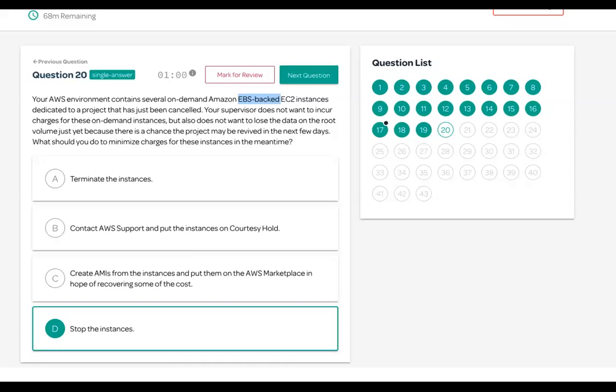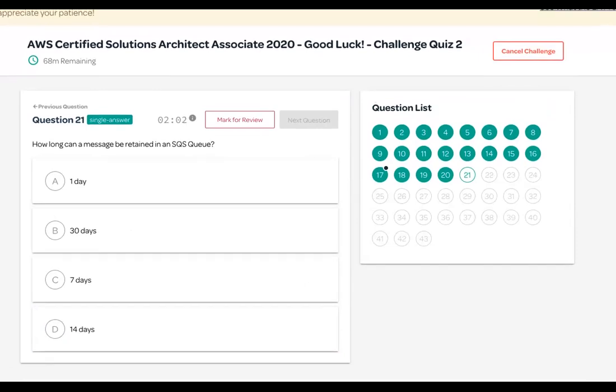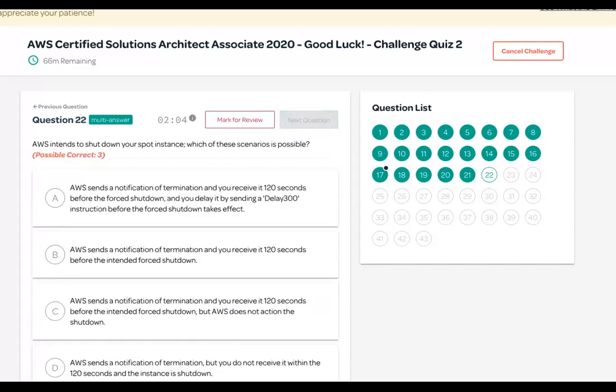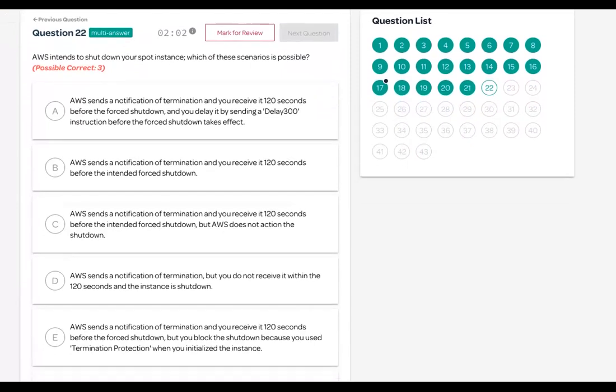Keeping the IP, the intellectual property, on the marketplace is not a good idea. How long can a message be retained in an SQS queue? The maximum is 14 days. Then it would get automatically deleted, and you can configure it as well.